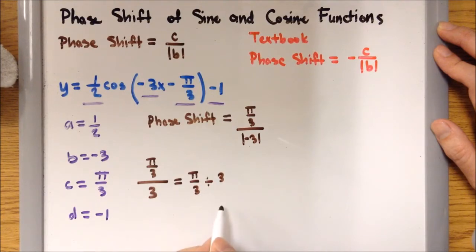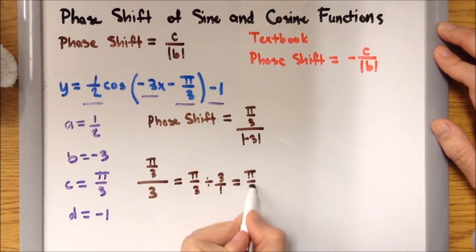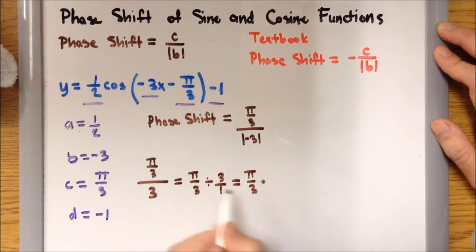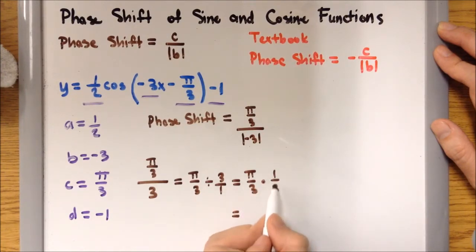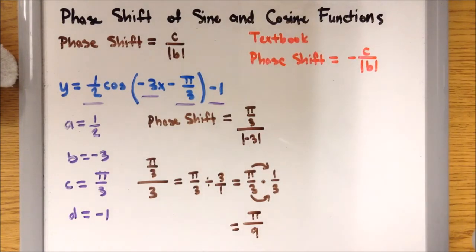Now when I convert this into a multiplication, I need to change the 3 into a fraction. Rewrite it as pi over 3 times, flip the second fraction, so 1 over 3. So pi over 3 times 1/3, numerator times numerator, denominator times denominator, when we're multiplying with fractions. So it's going to be pi as the numerator and 9 as our denominator. So our phase shift is pi over 9.